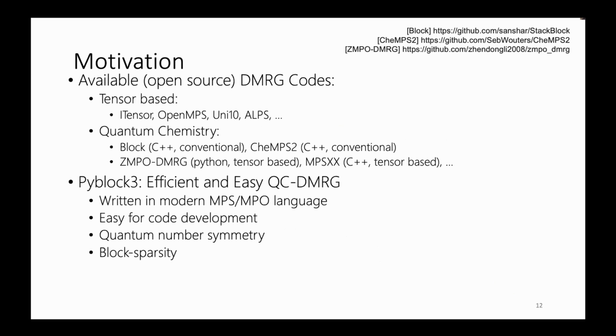On the other hand, there are also many codes developed for quantum chemistry DMRG, such as PyBlock developed by our group, and Quimb and PySCF. These codes can be easy to use as a binary, but modern tensor network language is not fully reflected in both PyBlock and Quimb and PySCF, which can make it difficult to do development on the two codes. To the best of our knowledge, there's no quantum chemistry DMRG code that can achieve efficiency similar to PyBlock and be easy for development at the same time. So our goal is to develop an efficient and easy quantum chemistry DMRG code based on modern matrix product state and matrix product operator language.